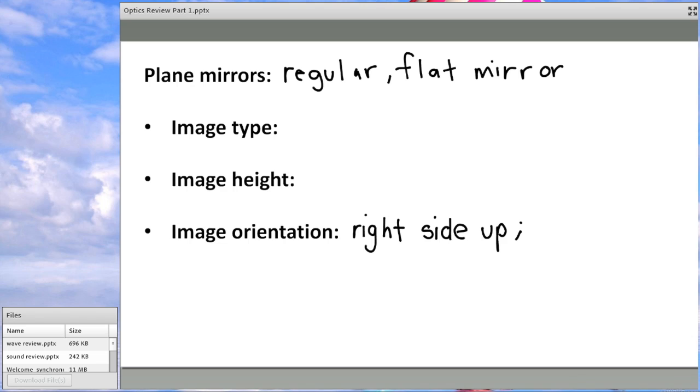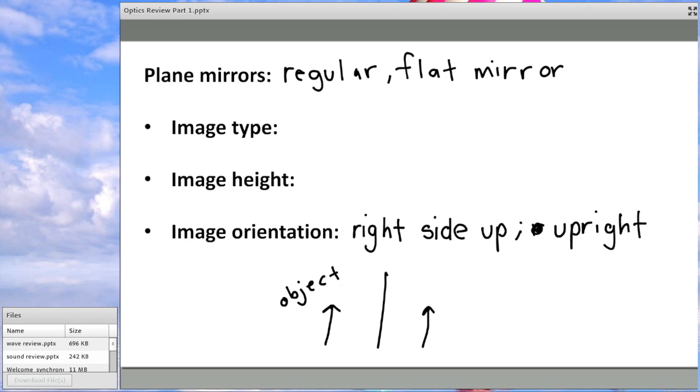Can you imagine trying to brush your hair or brush your teeth or put on your makeup if your image in the mirror was upside down? That would be really hard to do. So if this was our mirror, and in physics we like to use arrows as our objects because we're not good artists, so this is our object. That would be like you or your cat or your dog or whoever's looking in the mirror. And this would be the image.